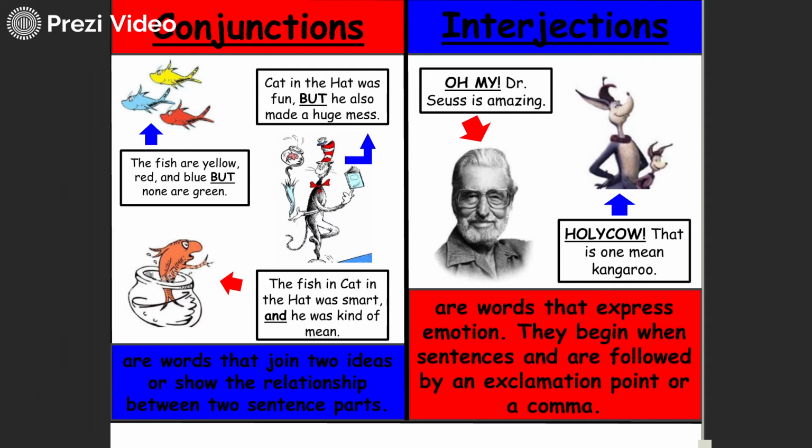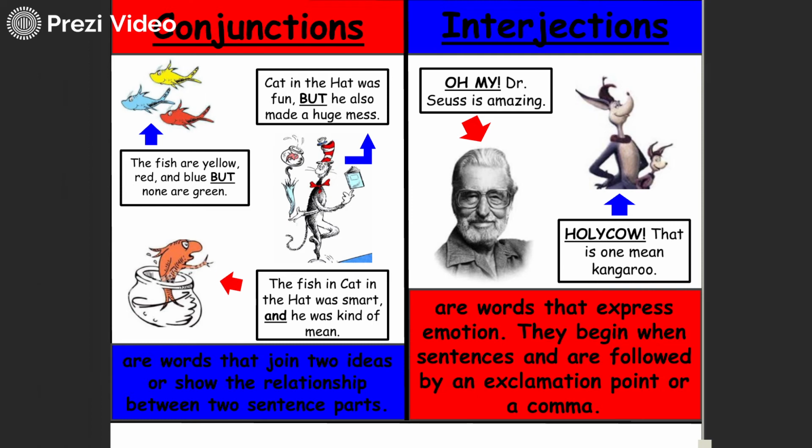The fish are yellow, red, and blue, but none are green. Again, I'm using the word but as a conjunction to combine two ideas or thoughts, which could be separate. The fish are yellow, red, and blue, period. None of the fish are green. So, by combining them and using a conjunction, but, I make a much more interesting sentence.